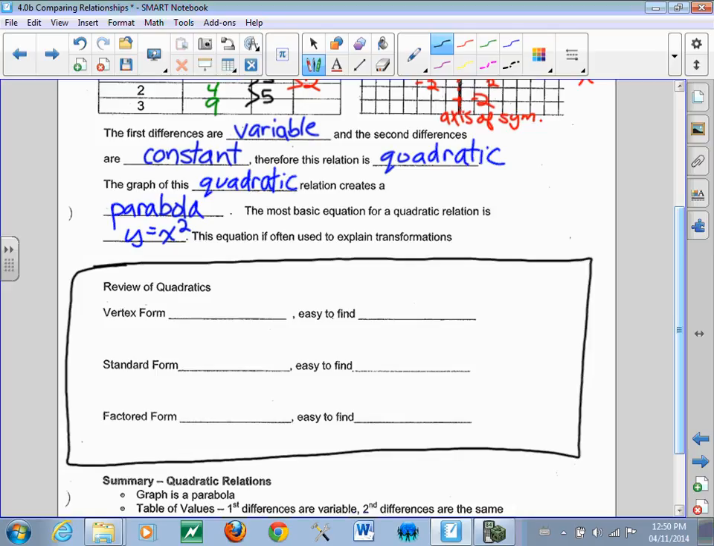Okay? So the vertex form looks like this. It's y equals a bracket x minus p squared plus q. And it's easy to find the vertex. So we just talked about that vertex point, folks. And the vertex in this formula is the p, comma, q. It's an ordered pair. So we like the vertex form because it tells us the minimum or maximum values.